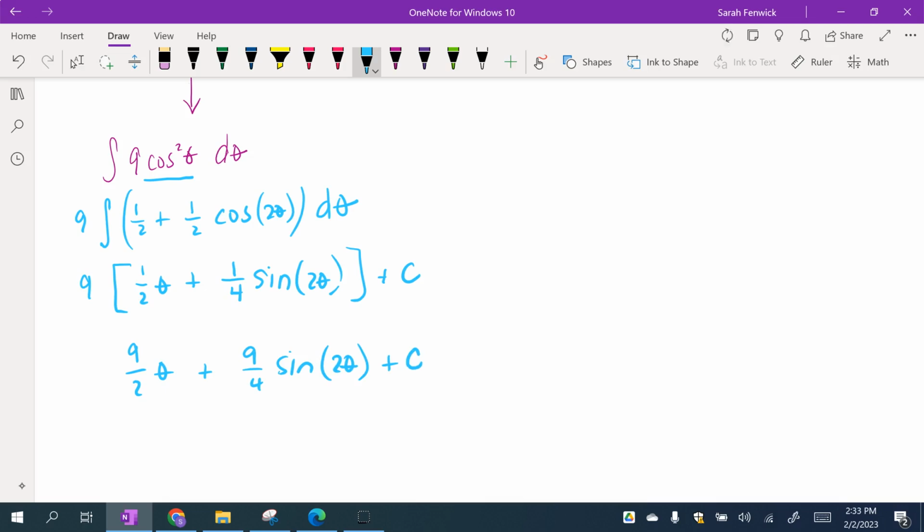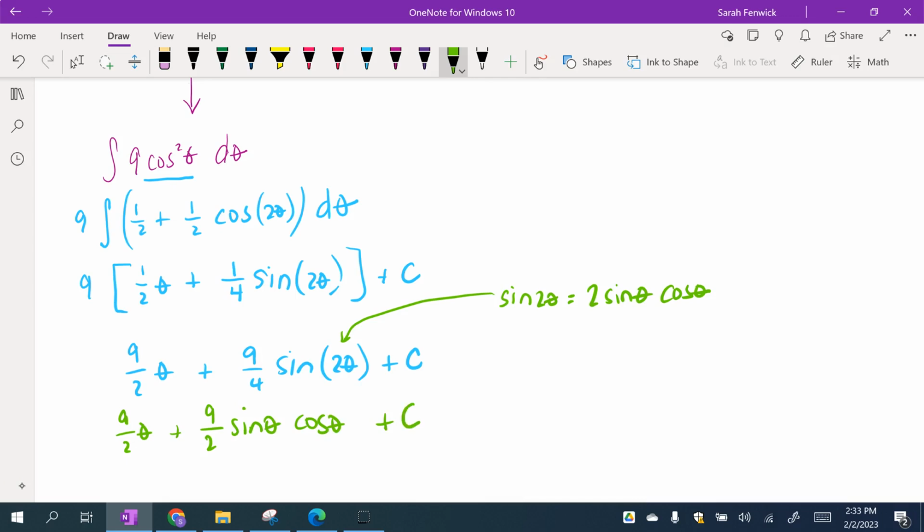Problem is, we have here a function in terms of theta, but we started with a's and x's, and we need to end with x's. So we're going to have to do some more work. The first thing we're going to do is use our double angle identity, and instead of sine 2 theta, it equals 2 sine theta cosine theta. So 9/2 theta plus 9/4, oh, nope, that's going to be 9/2 when I multiply by that 2. 9/2 sine theta cosine theta plus c.